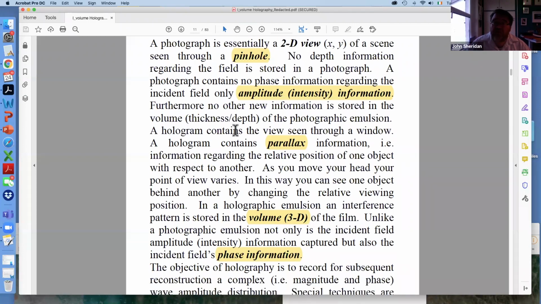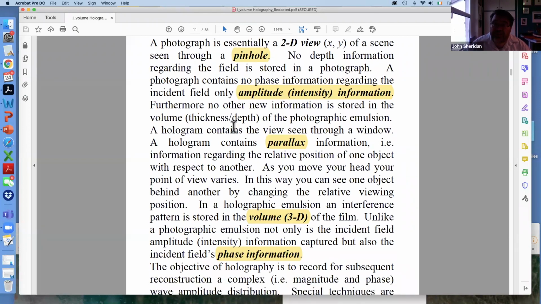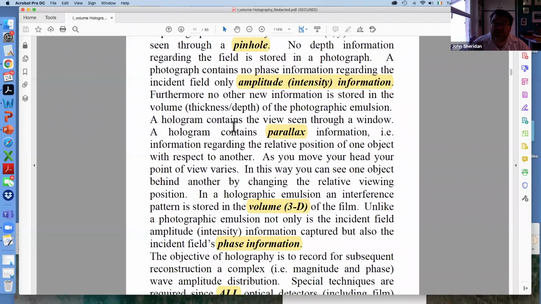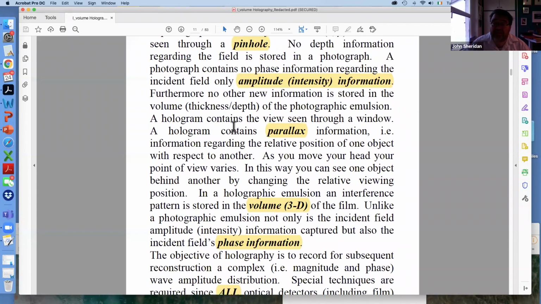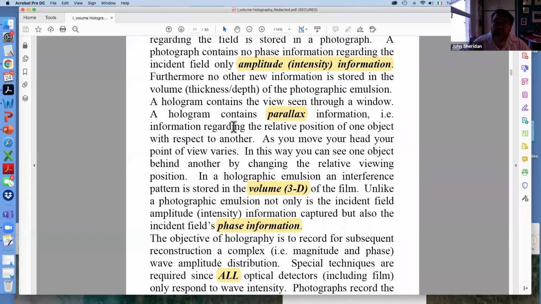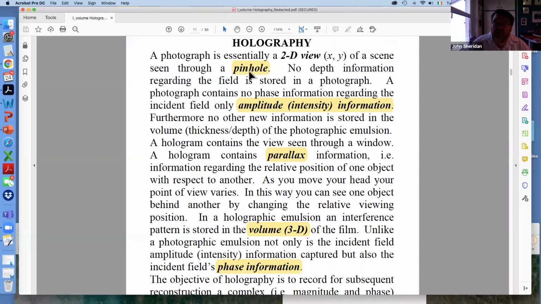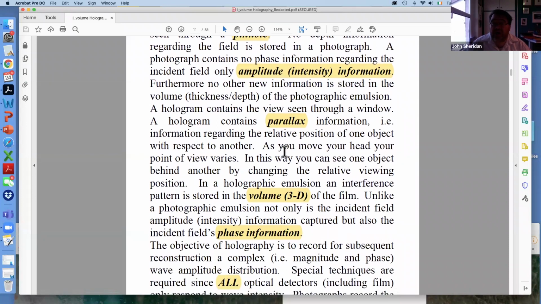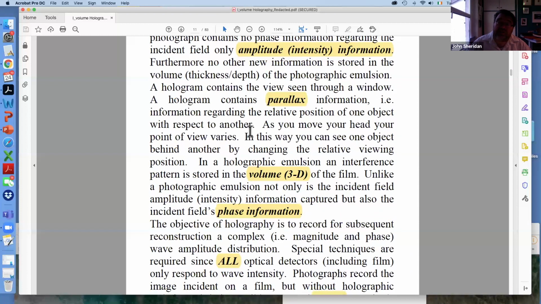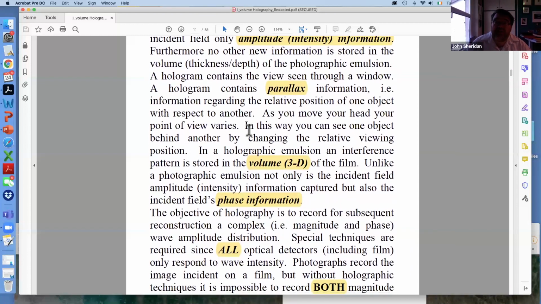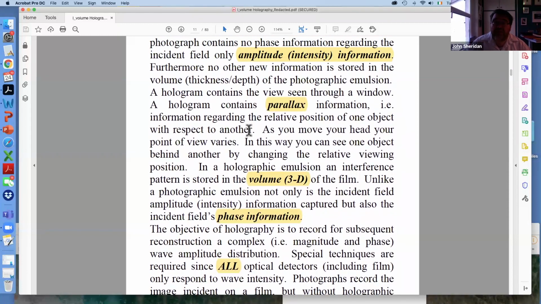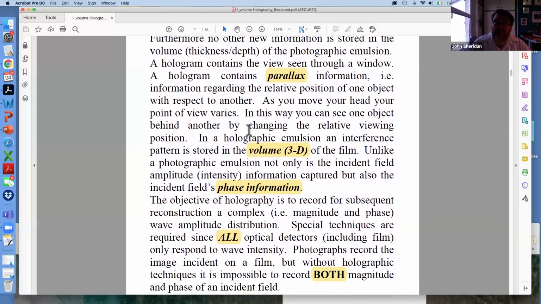And there's no information stored in the volume, the depth or thickness, of the photographic emulsion. So pretty much if you've got a black spot on the surface, the black spot goes all the way through any sort of depth that you've got in your photographic emulsion. A hologram contains a view seen through a window. So this is the crucial difference. You've got a pinhole for a photograph, you've got a window for a hologram. And so the hologram contains parallax information, so information regarding the relative position of one object with respect to another.